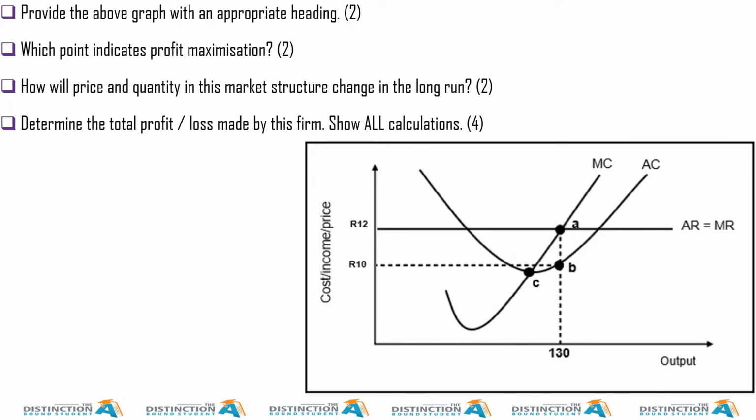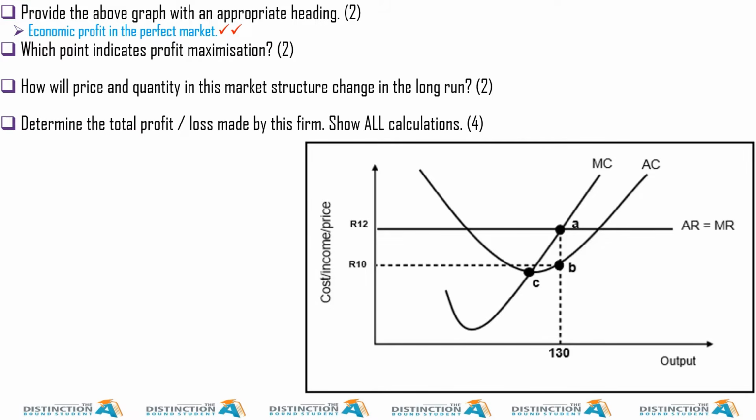The next one is study the graph below and answer the questions that follow. All right, point A is significant. That's our profit maximizing point. 1/3 is our output. Price is 12. And this firm is making economic profit. Right, so provide the graph. Okay, so mention something about perfect and economic profit in your heading. So economic profit in a perfect market.